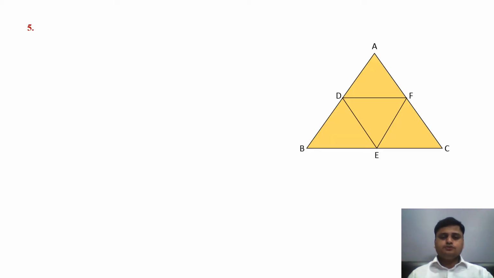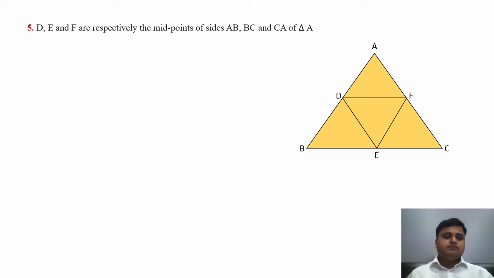Today I am going to explain another question, question number 5 of the exercise. Now here you all can see that D, E and F are the midpoints on the sides AB, BC and CA respectively. Means these are the midpoints on the sides AB, BC and CA of triangle ABC respectively. We need to find the ratio of the area of triangle DEF and triangle ABC.